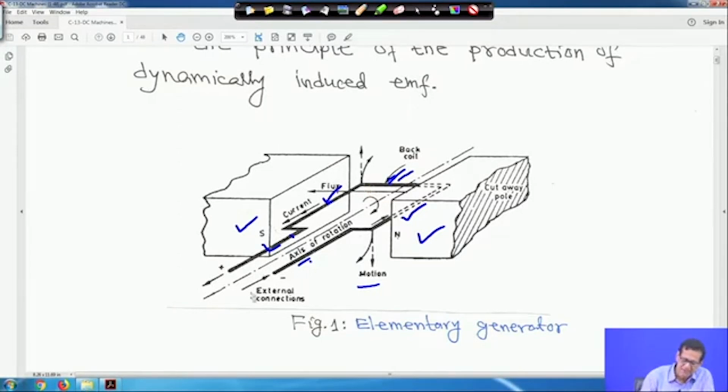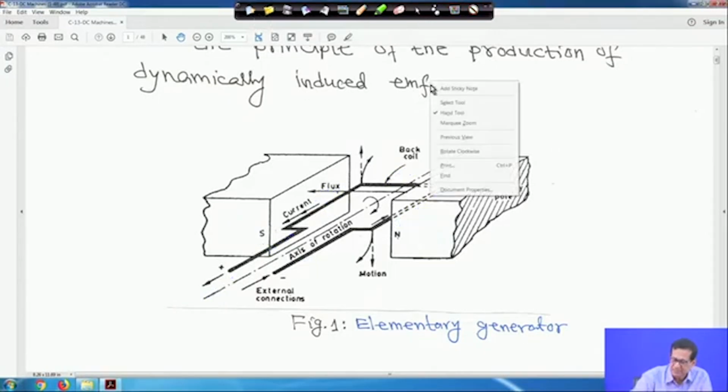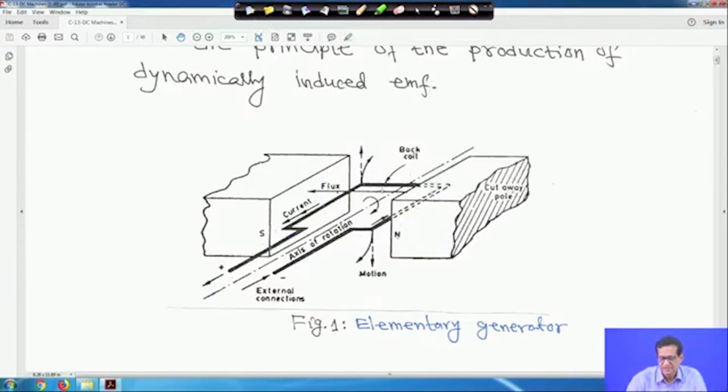These are the external connections, connected by some mechanism, and the flux direction is from N to S, and the current given is alternating. EMF will be induced only in these two coil sides and not in the back coil, because this is the position where the coil links the maximum flux and the EMF induced is maximum. So this is a simple thing; this is our elementary generator.